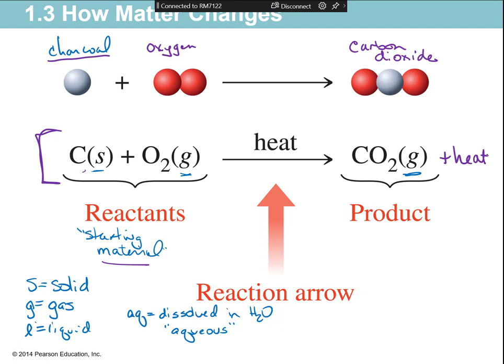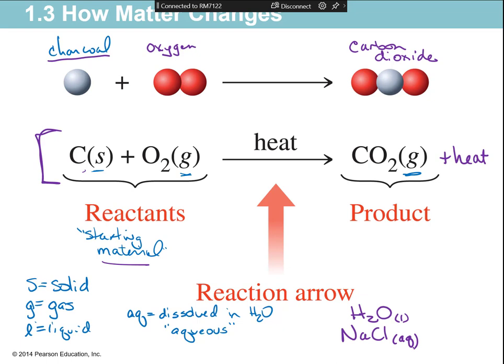So the other ones is sometimes you will see water and you might see an L like this. That's water as a liquid. Okay, so that's a common one for water. You could also sometimes see NaCl and it says this. AQ is aqueous. That means that salt is dissolved in water.